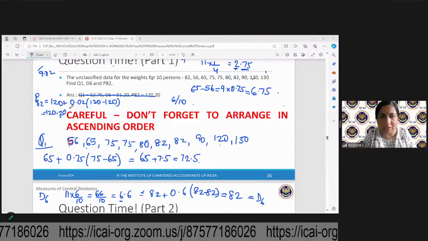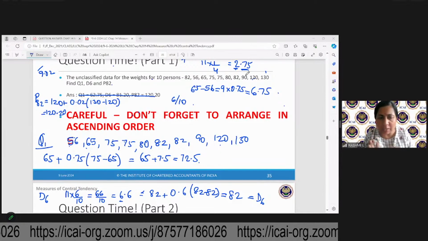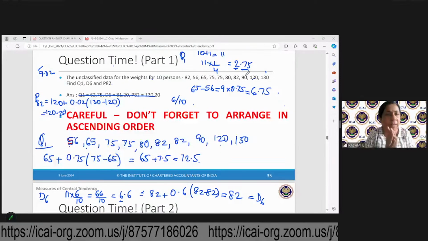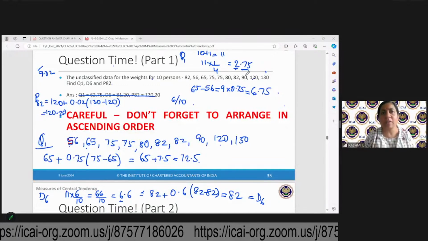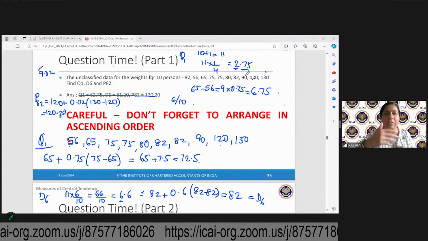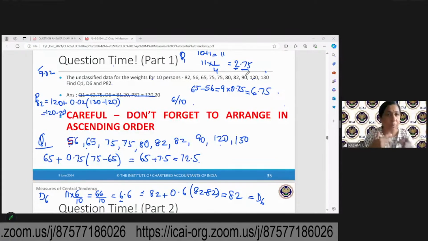Yes. Excellent work. Does anyone have any doubt in this? Please ask now. So what you have to do is take the data, arrange it into ascending order, and then proceed as per the question. In this case they had asked for Q1. So for Q1, what P should you use?